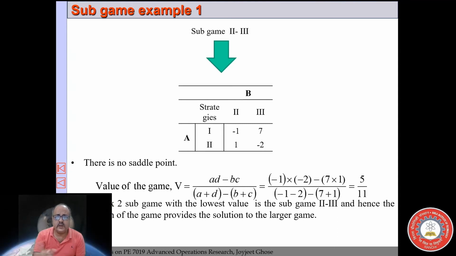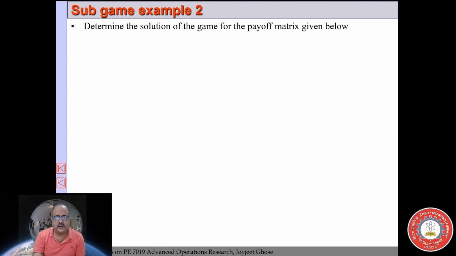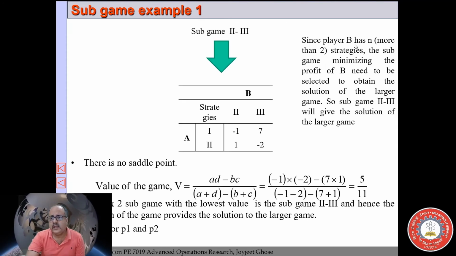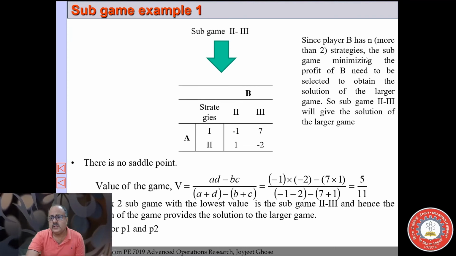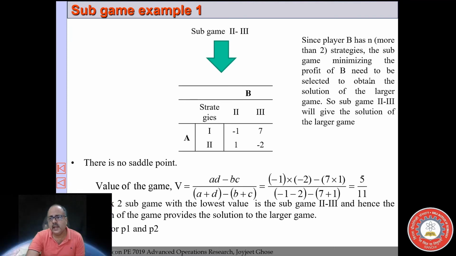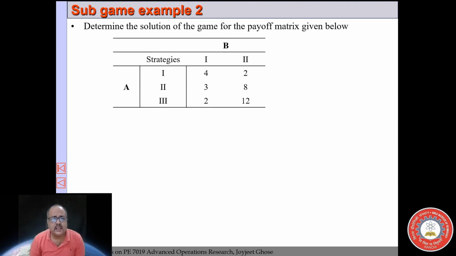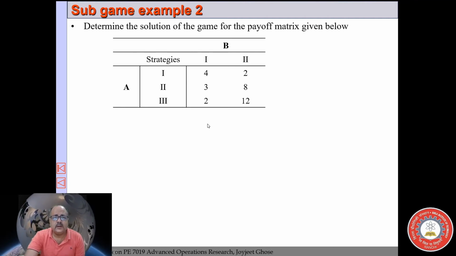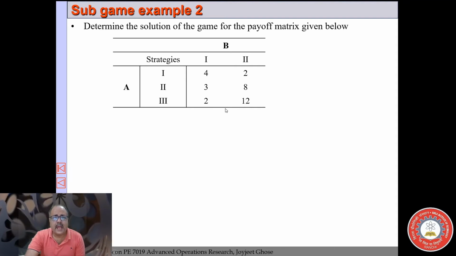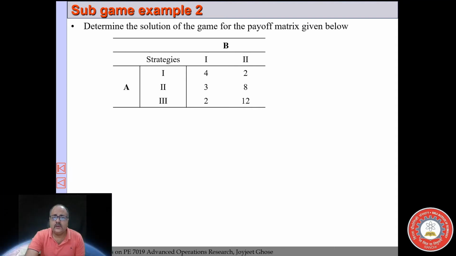Here remember it is 2 by 3. So let us solve another problem which is 3 by 2. Since player B has more than 2 strategies, the subgame that minimizes the profit of B needs to be selected to optimize the solution of the larger game. So subgame 2-3 will give the solution of the larger game. Here it is a 3 by 2 matrix, so A has more than 2 strategies. So we divide it into 3 games again, and the value of the game which is the largest will give you the value of this larger game.